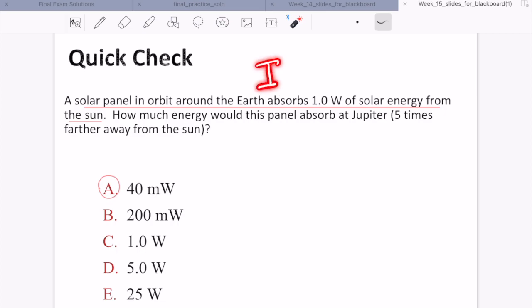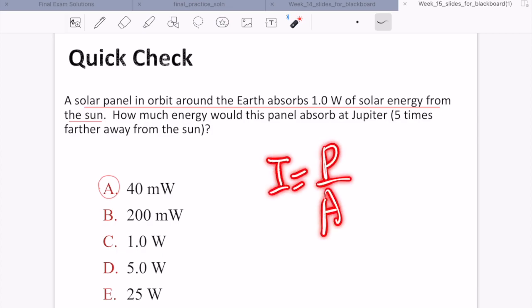Remember we have intensity is equal to the power divided by the area, right? Well, we want to figure out what the new power is because they're asking us about the energy. And power is energy per unit time. The time is going to stay the same because there's no indication that the time changed. So we're looking at intensity is equal to power over area. If we want to figure out the new power, given that it's 5 times further away, what has to change?